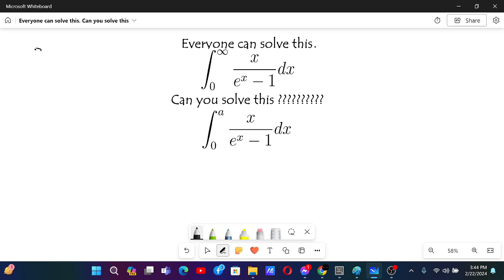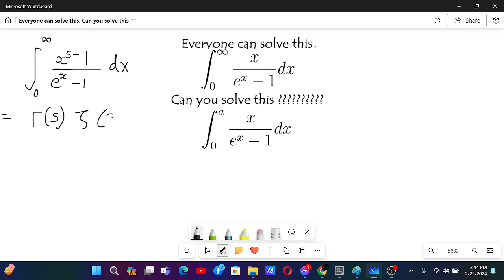So basically, this is a well-known integral: the integral of x to the power s minus 1 over e to the power x minus 1 dx is actually equal to gamma of s times Riemann zeta of s. So this will be, now this is 2 minus 1 over here, gamma of 2 times Riemann zeta of 2, and gamma of 2 is 1, Riemann zeta of 2 is pi squared by 6. So the answer is pi squared by 6.